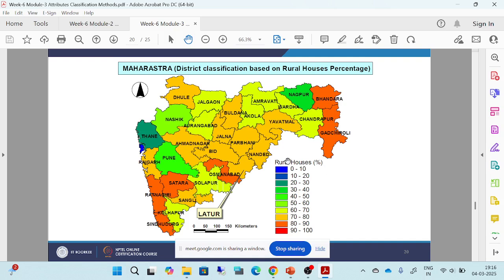So here, an equal interval classification of rural houses has been done. It's a very simple and straightforward one. In this classification, the rural house percentage has been considered, assuming that houses in rural areas in India are not very well-built. They may be just made from mud or stone, and facilities might be very few. So such rural houses will be more susceptible to natural disasters like earthquakes.